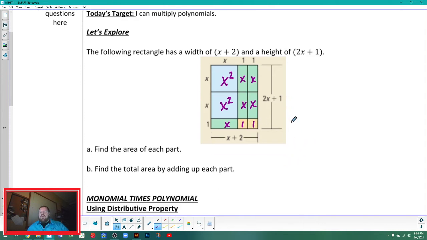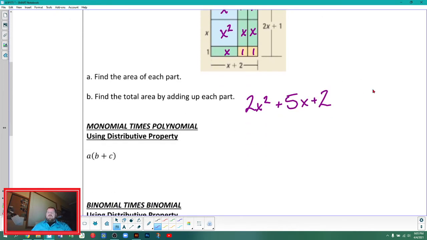And then I want to find the total area by adding up each part. So I have 2x squared, I have 1, 2, 3, 4, 5 x's, and I have 2 ones. That would be what we get from multiplying x plus 2 times 2x plus 1. We're going to take a look at how that relates to multiplying a polynomial by a polynomial, what we're going to consider to be like double distribution. We're going to look at that a little bit later.